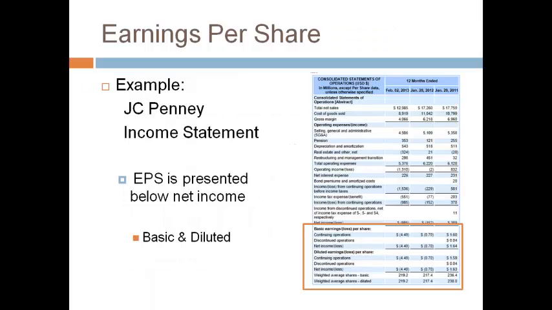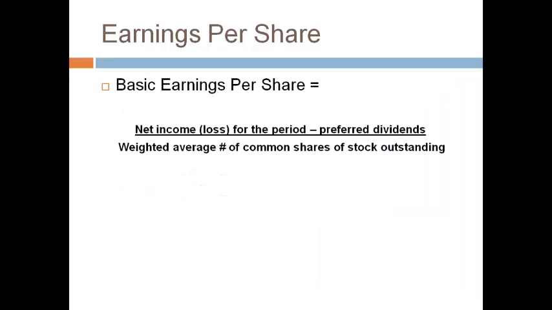Earnings per share is presented at the bottom of the income statement. There are two different earnings per share, basic and diluted. Basic earnings per share is computed as net income less preferred dividends divided by the weighted average number of common shares outstanding. Outstanding means the shares are owned by outside investors.